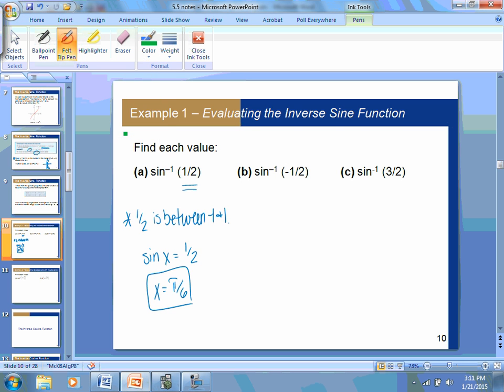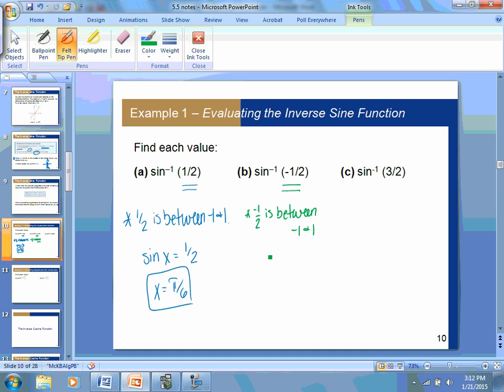Okay, so let's go through this thought process again now. For part B, I have the inverse sine of negative 1/2 now, instead of positive 1/2. So I have to ask myself, is this negative 1/2 between negative 1 and 1? Yes, it is. Now that's not really something you have to write down every single time. I'm just showing you the steps in the thought process.